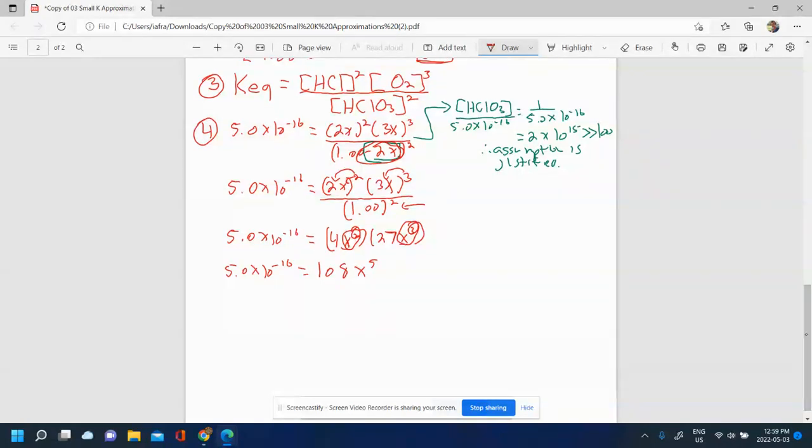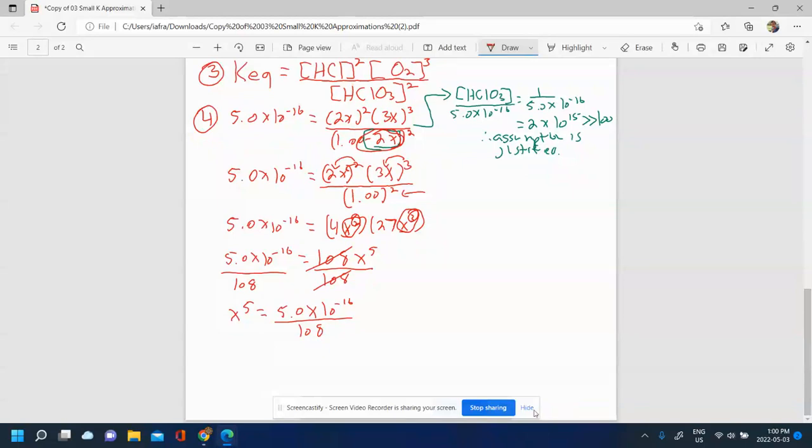Now we can divide both sides by 108. So cancel that out there. And so we get x to the power of 5 is equal to 5.0 times 10 to the negative 16 over 108. How do I get just x? Take the 5th root of it. So let's take the 5th root of it. We'll do the 5th root here and here. And we'll get that x is equal to, so let's go figure this out.